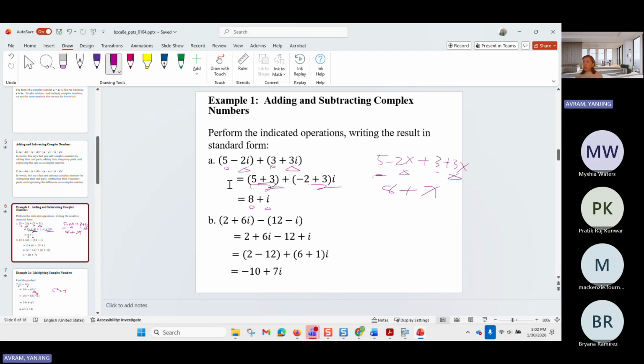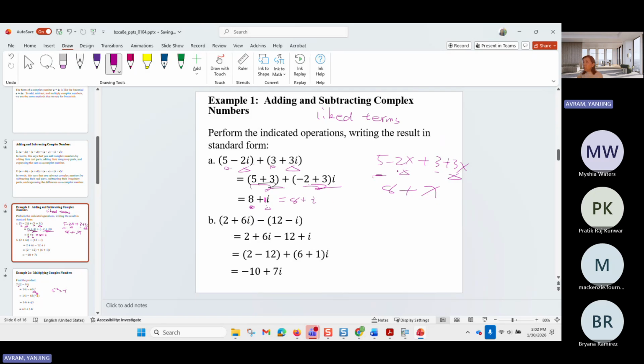So let's see. Look at this one right here, right? So how do I add these two complex numbers together? Well, we call it collecting the like terms. Okay, the like terms, they look alike. We combine them together. So we combine the real numbers together. 5 plus 3, you get 8, right? And then you have negative 2i plus 3i. You add the coefficients together, keep the i. So negative 2 plus 3, you get positive 1. So you don't have to write down 1. So that's 8 plus i.